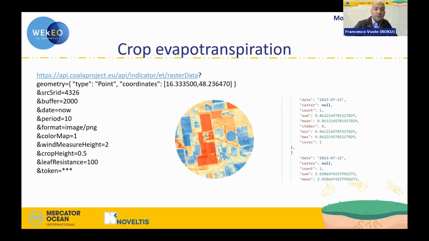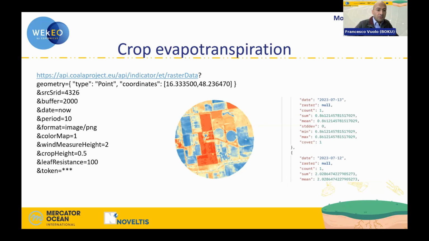How do we actually deliver the data? As I say, this is through an application programming interface. So there is a public web address where you can modify the parameters. So in this particular case, I'm looking at ET, so evapotranspiration, for a certain geometry of these coordinates. This is near Vienna with this reference system, a certain buffer. The date is now. I want it for a period of 10 days. I want it as an image with a certain color map.